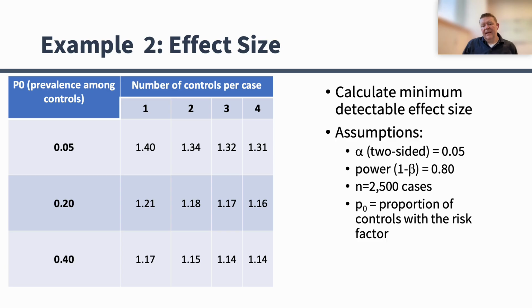And then finally, if we're just looking at effect sizes, we have, once again, our alpha set at 0.05 and our power at 0.8. We have 2,500 cases in this example. And then the prevalence of controls with the exposure is at these levels here. So for this study, because of the number of cases we have, we're able to detect a fairly low odds ratio, even with only one matched control.